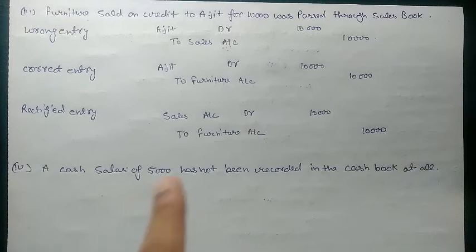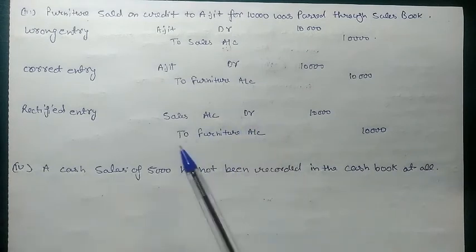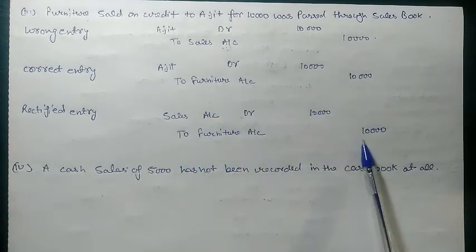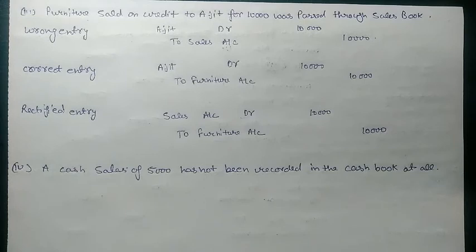So in this entry you can see we debited sales account and we credited furniture account by the same amount. These are the entries that we call two-sided errors, in which we post in the wrong account or post the wrong amount. You can easily correct that entry if you know the correct entry. What should we have made? In this case, the correct entry is Ajit debit to furniture account.